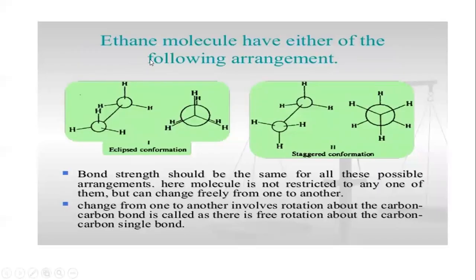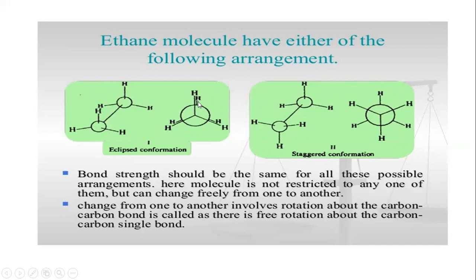For example, let us take the example of the ethane molecule. They are having eclipsed conformation. Now in this eclipsed conformation, if you see this hydrogen and this hydrogen, this one is carbon and this one is carbon. Now this hydrogen and this hydrogen, they are in the same plane and they are parallel to each other. So they are having an eclipsed conformation, that is, they are having a high strain.